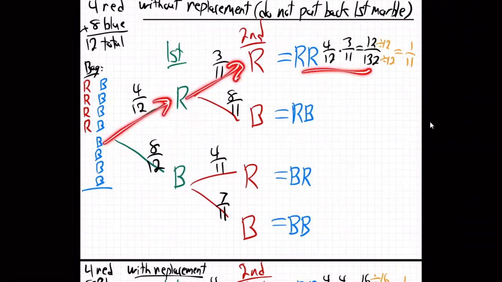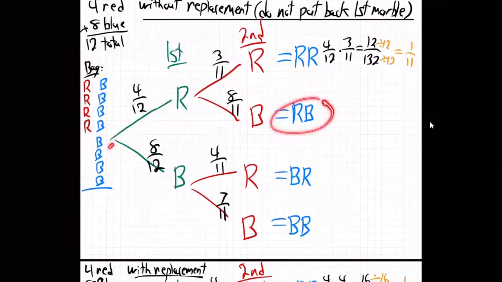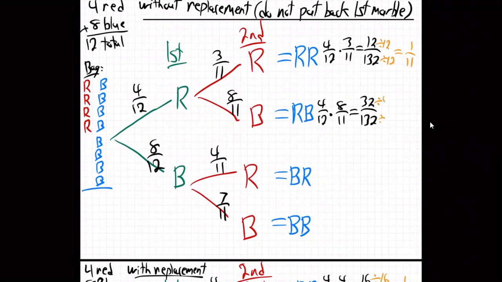You're going to multiply 4 12ths times 3 11ths. And then how do you get this result? Left to right through the tree. 4 12ths times 8 11ths, which is 32 over 132. Let me see what goes in here. Just divide by 4. Yeah, 8 over 33. For me, anyway, these are my numbers.